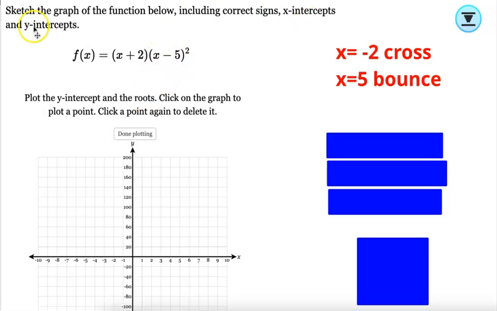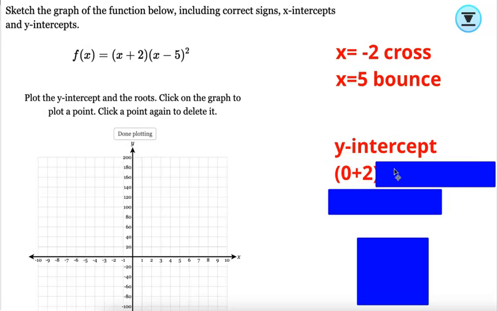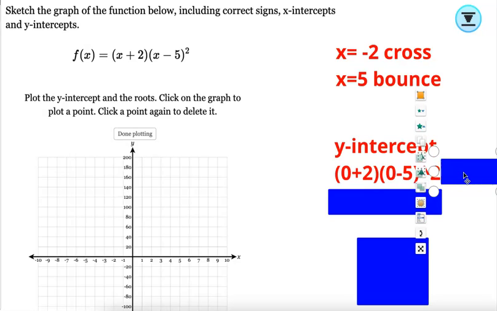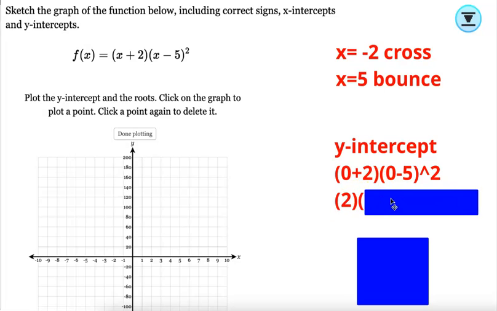The next thing you need is the y-intercept. So I'm going to plug in 0. So I would have 0 plus 2, and then 0 minus 5 squared. 0 plus 2 is 2. 0 minus 5 is negative 5. Negative 5 squared is a positive 25, because anything squared will always be positive. And then 2 times 25 is 50.